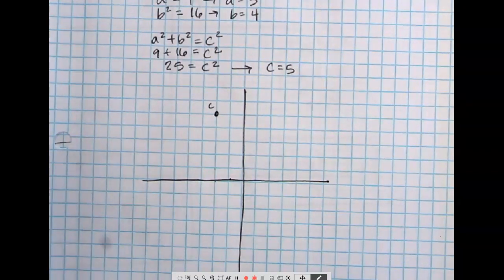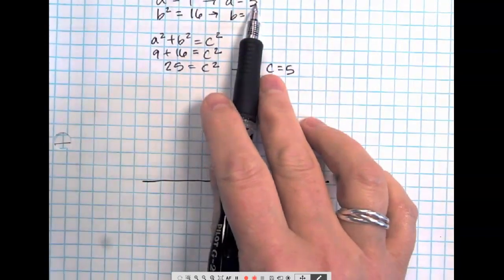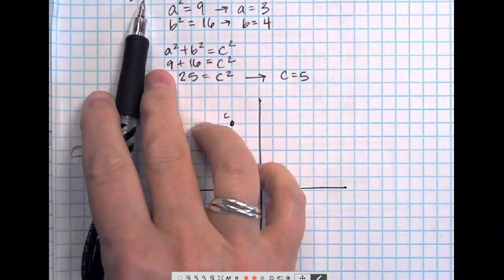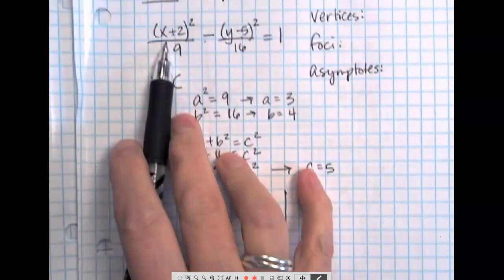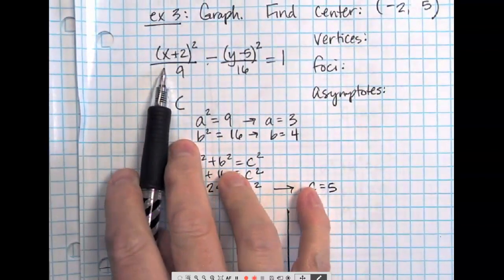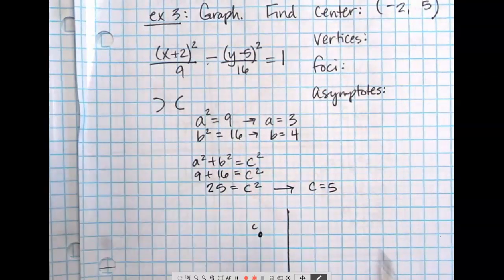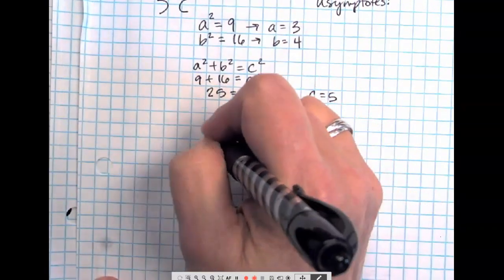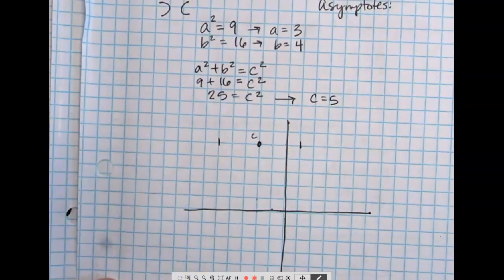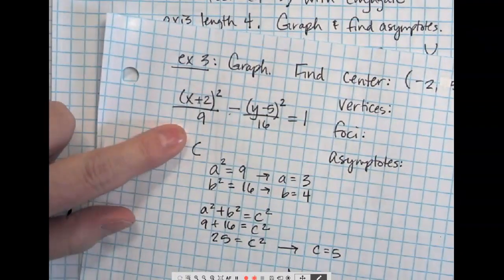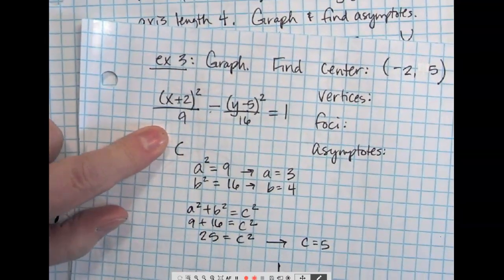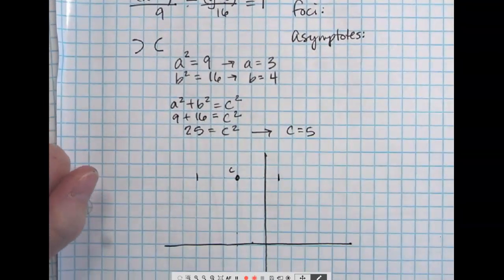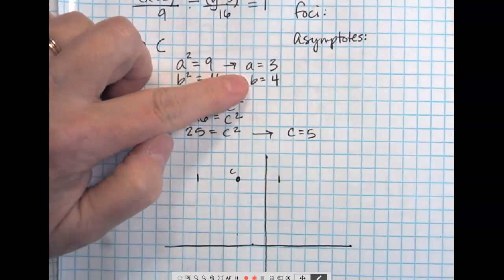Okay, so the next thing I would do is create the rectangle. So your a value was 3, and I know that this is horizontal. The 9 is under the x term, so I'm going left and right 3 from this center point. From the center, left and right 3, because the 9 is under the x. So I use that value for a.